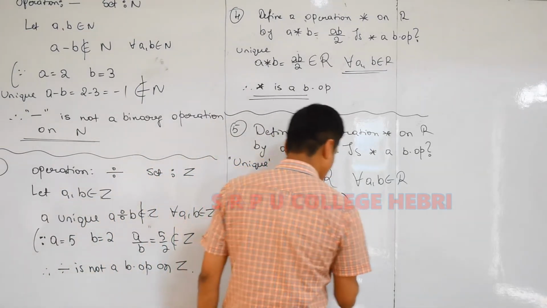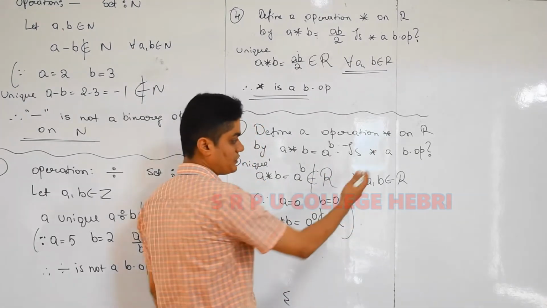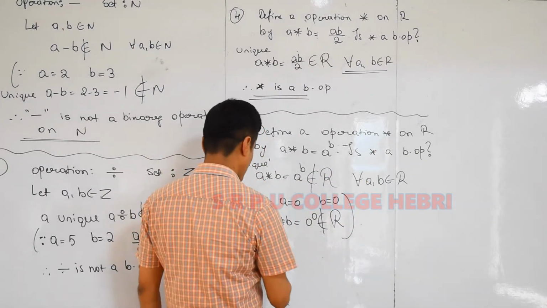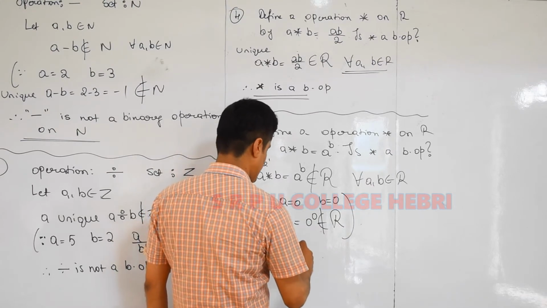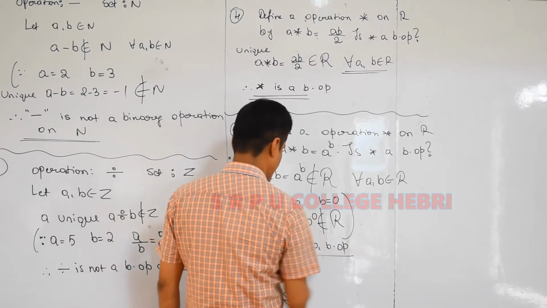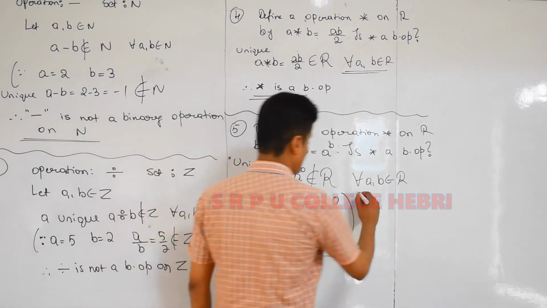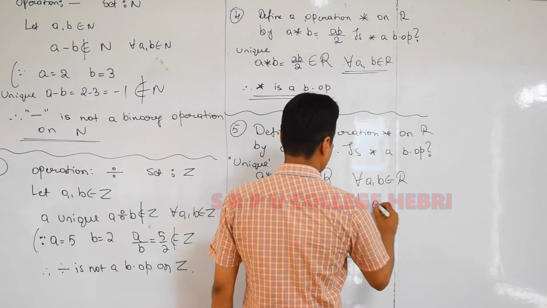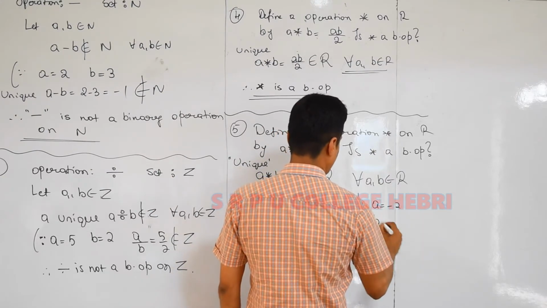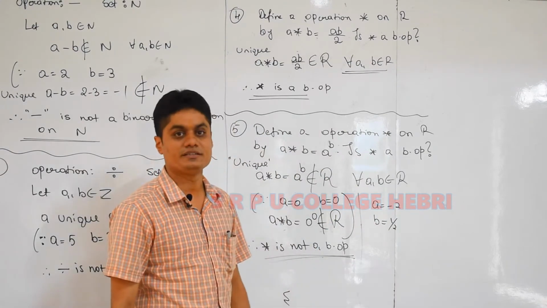So this one example is enough to say that it does not belong to R for all a, b belonging to R. Therefore star is not a binary operation. This is not the only example, we can give many more examples. For example, take a is equal to -2 and b is equal to half.